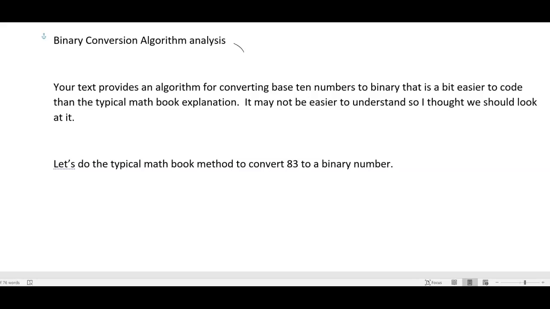Hello, and welcome to today's discrete structures lesson. We're going to take a look at conversion of base 10 decimal numbers to binary numbers.